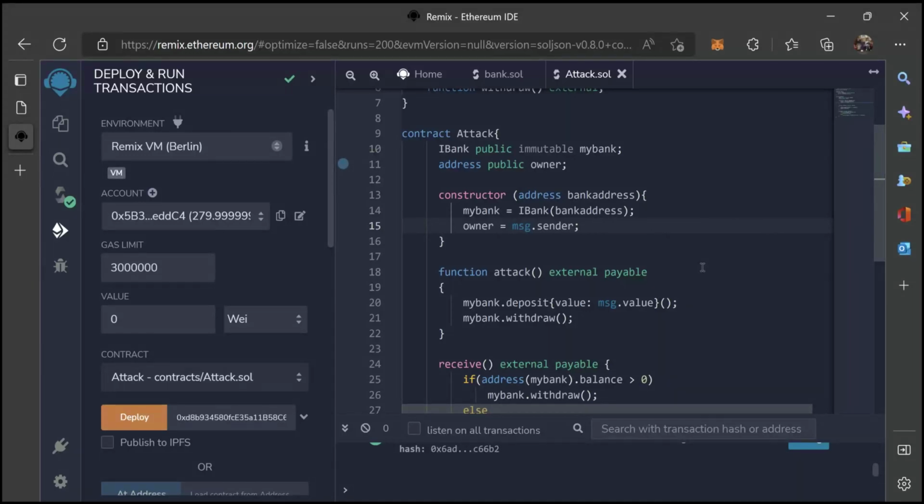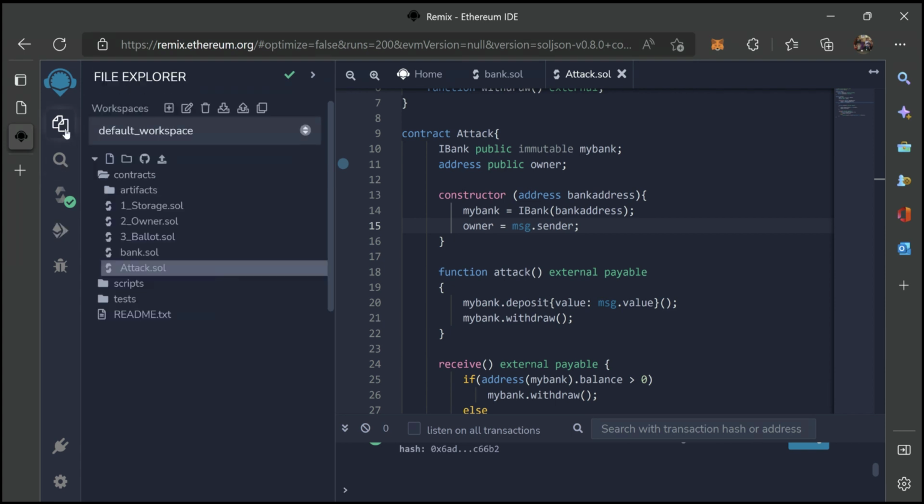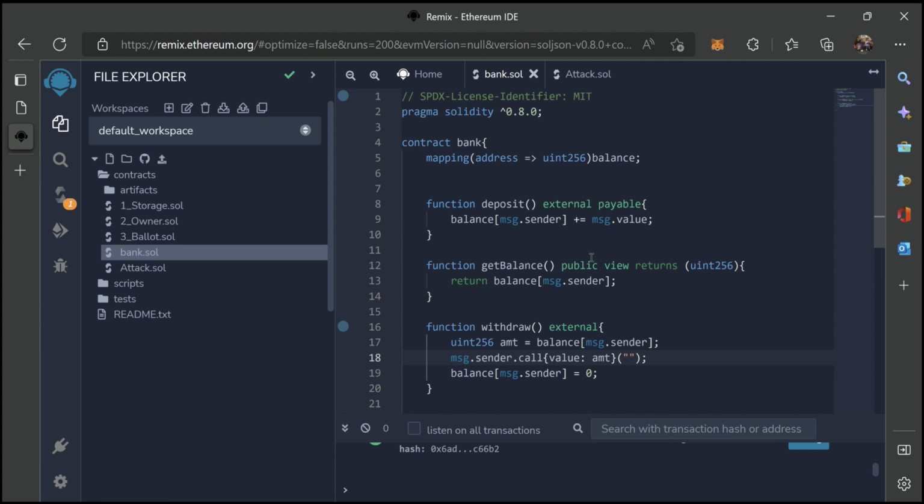Everyone. Today we're going to show you one of the most popular vulnerability attacks in smart contracts, the so-called reentrancy attack. Typically, we have a deposit and withdraw account smart contract.